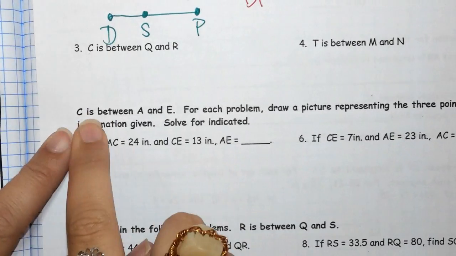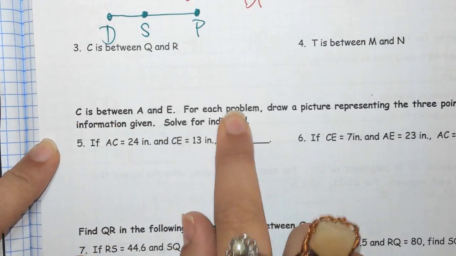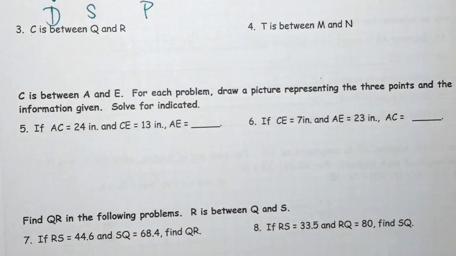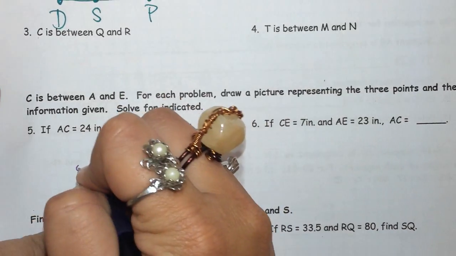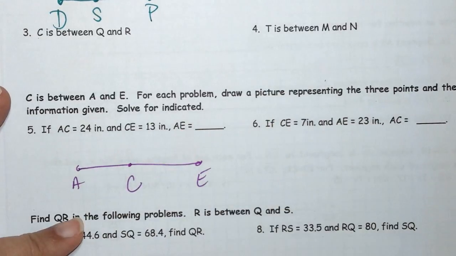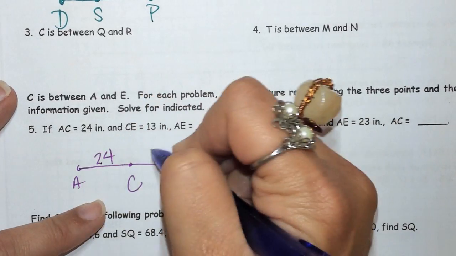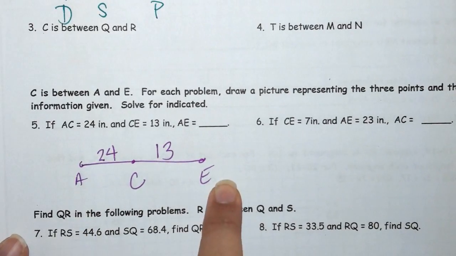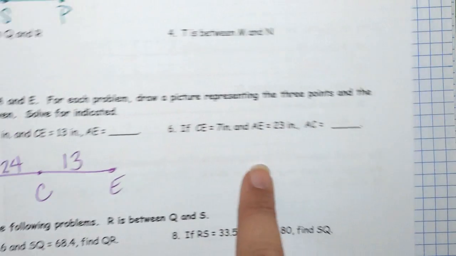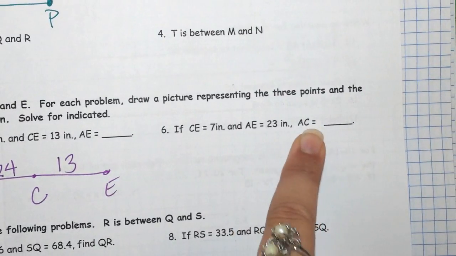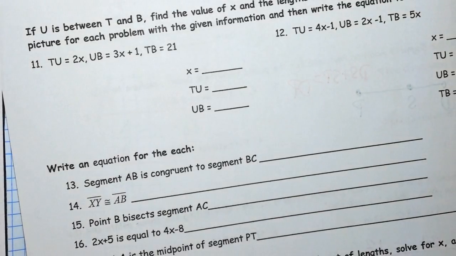It says that C is between A and E. For each problem, draw a picture representing the 3 points in the information given. So each time, you're going to have A, E, and then C is in between them. So right now, this is 24, and this is 13. How would you find the full length? Add them together. Would you do the same thing over here? No, you subtract. Read what it says. Now, finish through 10 tonight. Mañana we'll do some more.